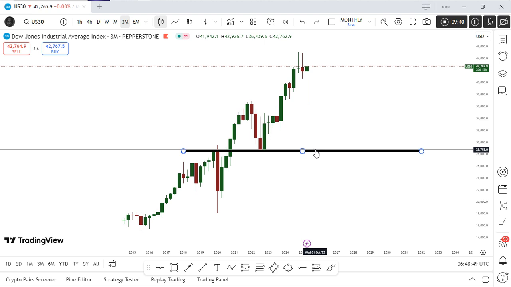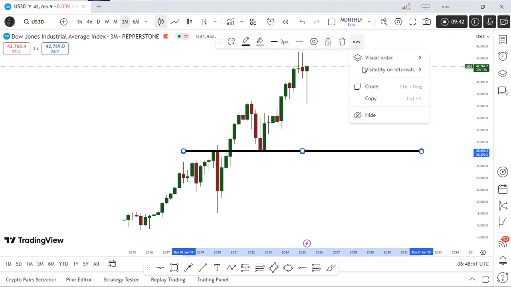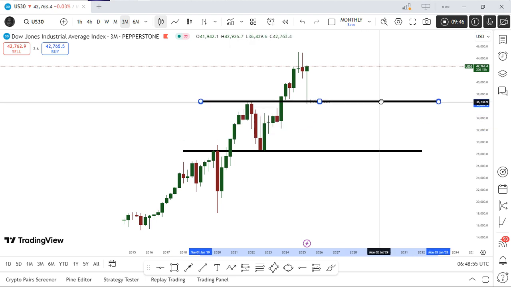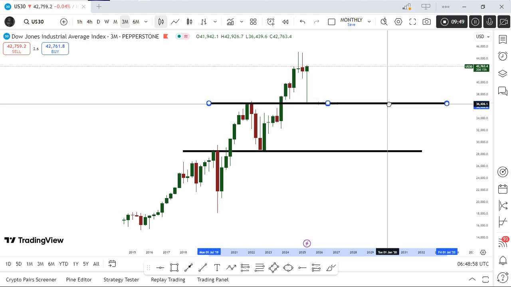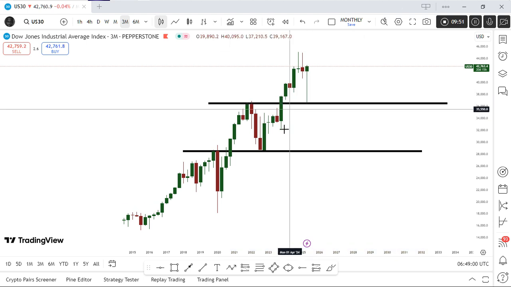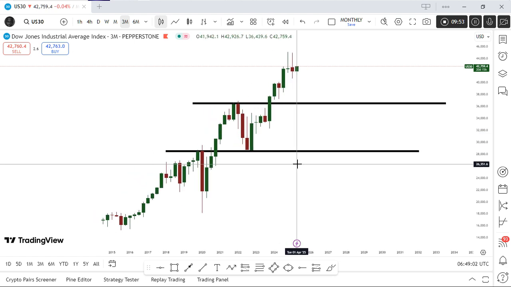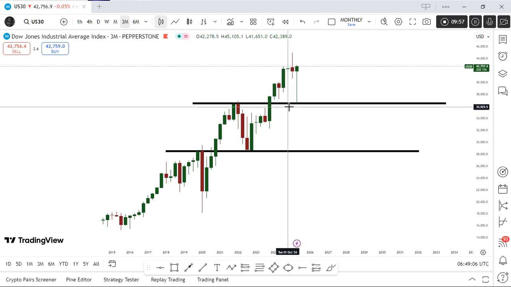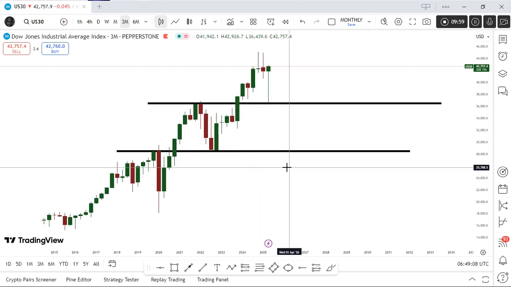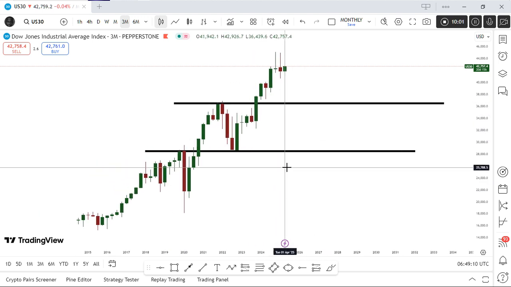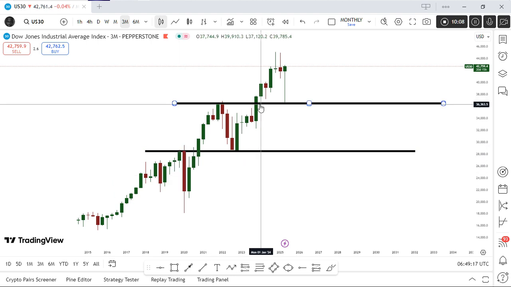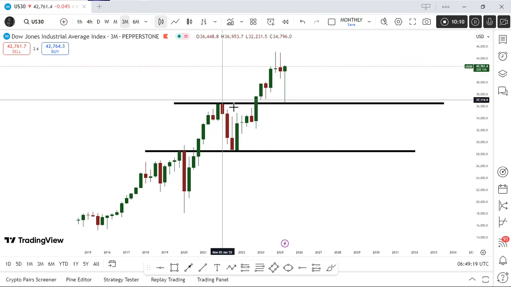Are we seeing that? So I'm just going to clone this and then I'm going to drag it. There's another area of rejection I'm seeing. Voila. Here's another one. You could see how my chart is looking neat and nice. So I have plotted my levels. That is pretty much it. I've plotted my levels.